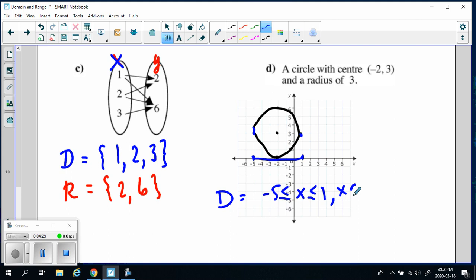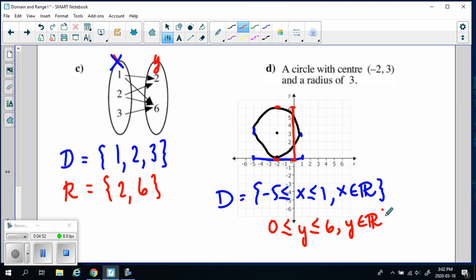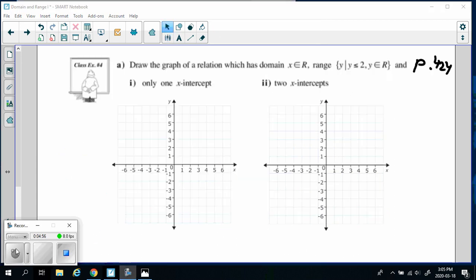And it is a continuous function, so we put that x as an element of the reals, and then the curly brackets. And then for the range, we just have to look at the lower and the upper bounds of the y values, and they are all here. So we're actually going from 0 to 6. So y lives between 0 and 6, and it is continuous. So let's put that. And there is our range.